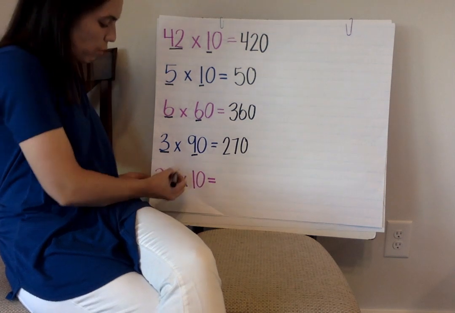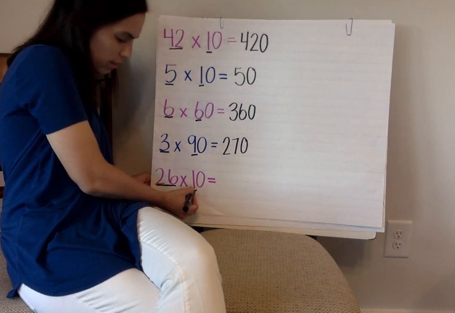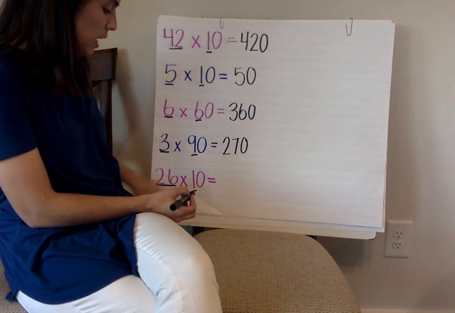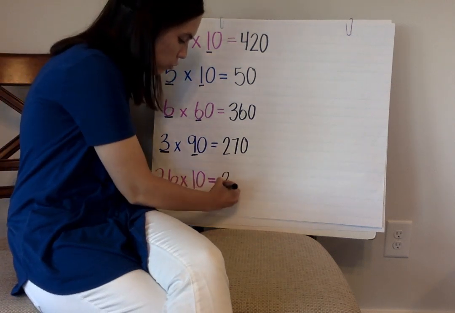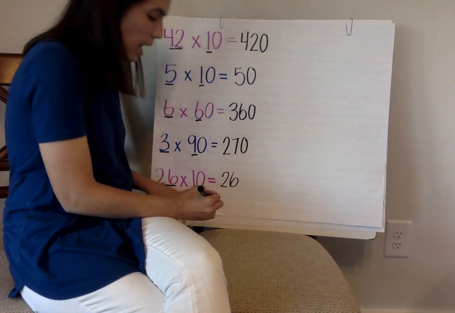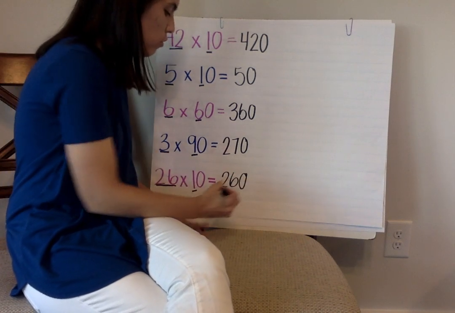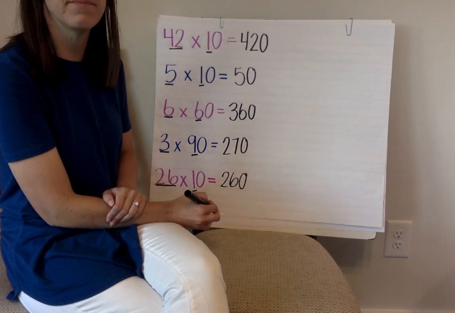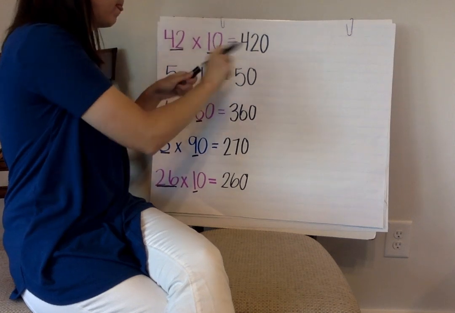Okay, let's see if you were correct. So you should have underlined 26 and 1. Well, I know that 26 times 1 gives me 26. And I need to add 1 0 to the end. So my product is 260. Okay, let's look at some more examples.